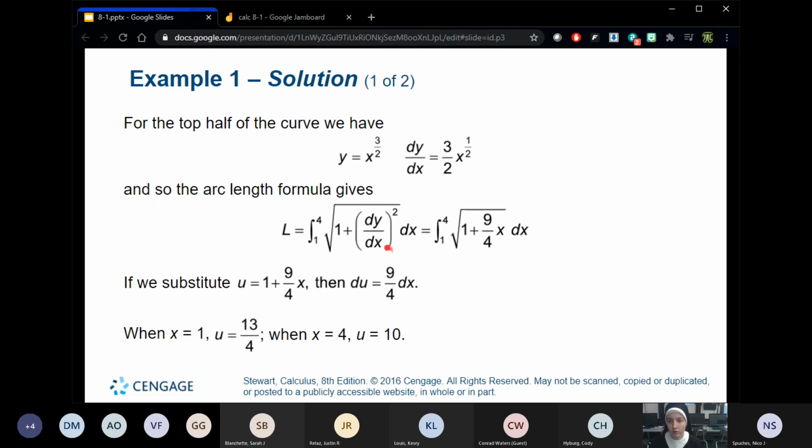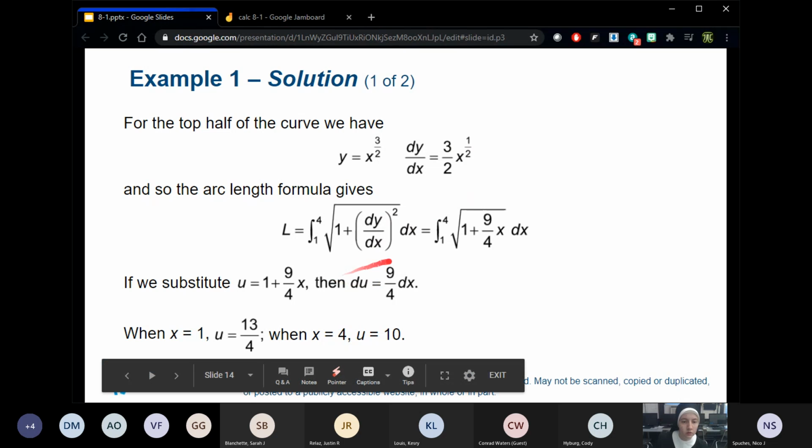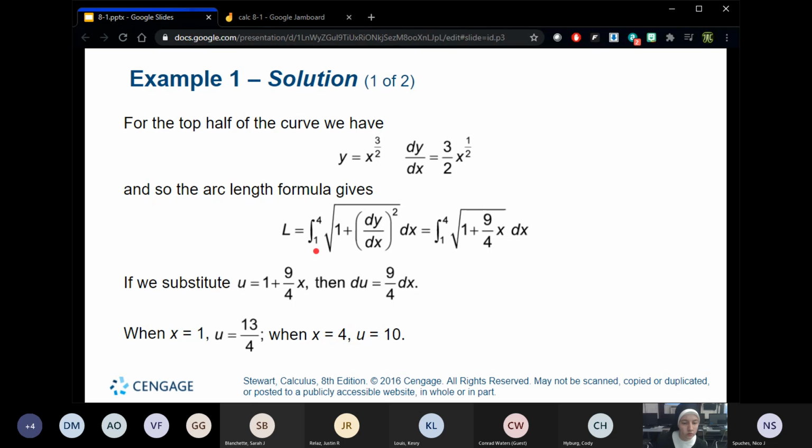So now we can plug into my arc length formula. We're doing it in terms of x. So we're going to use my points, the x values of my points, which was 1 and 4. It's the square root of 1 plus the derivative squared. So that's where the 3 over 2 becomes 9/4. And the x to the 1/2 just becomes x. So I have the square root of 1 plus 9/4 x dx.